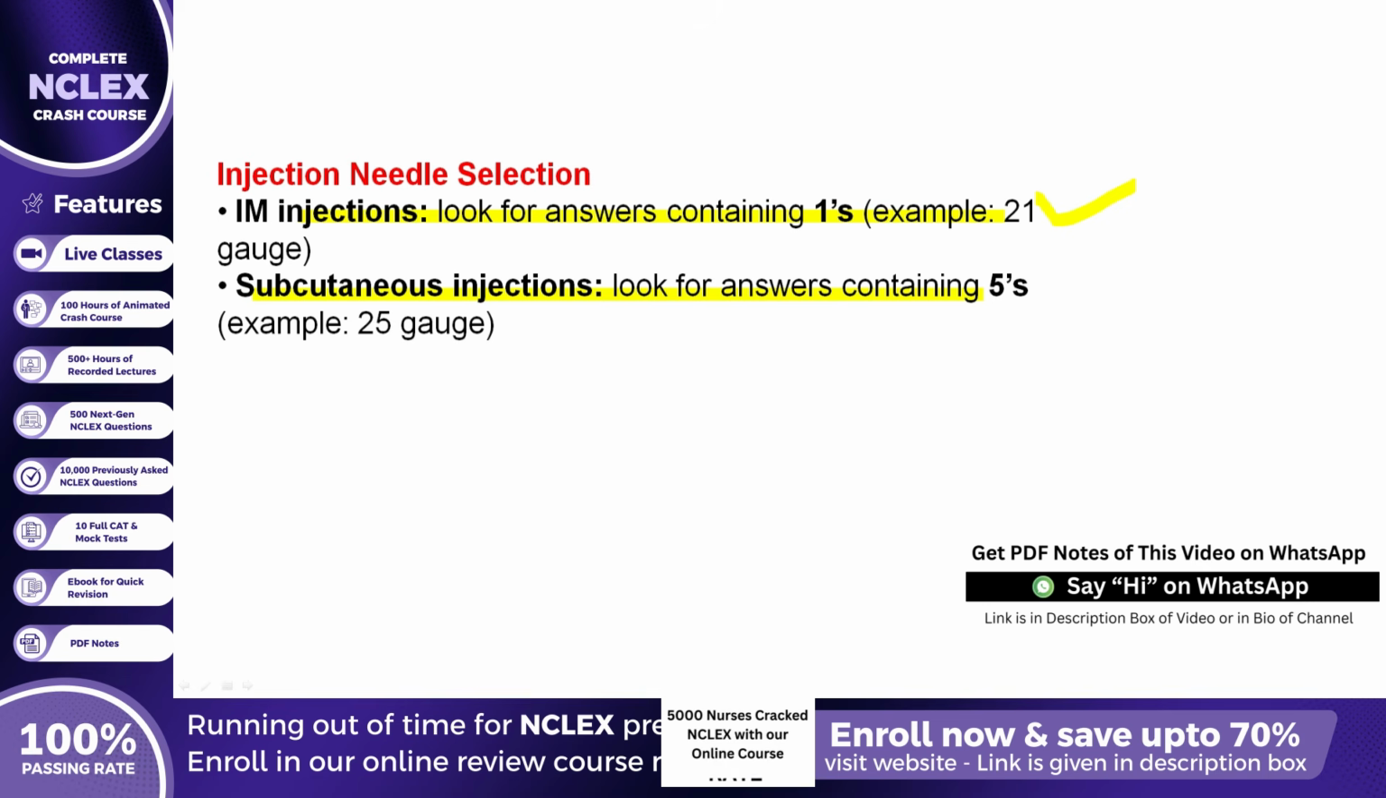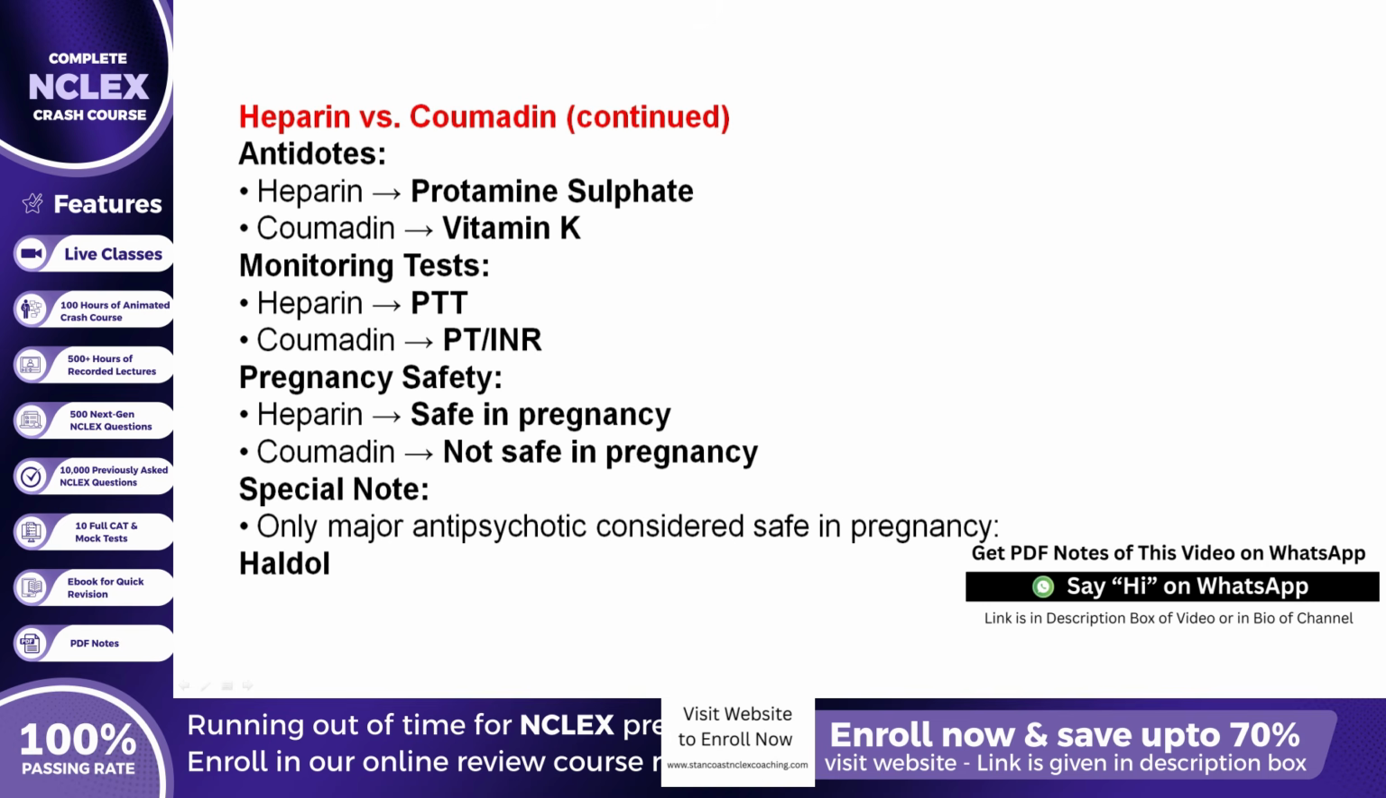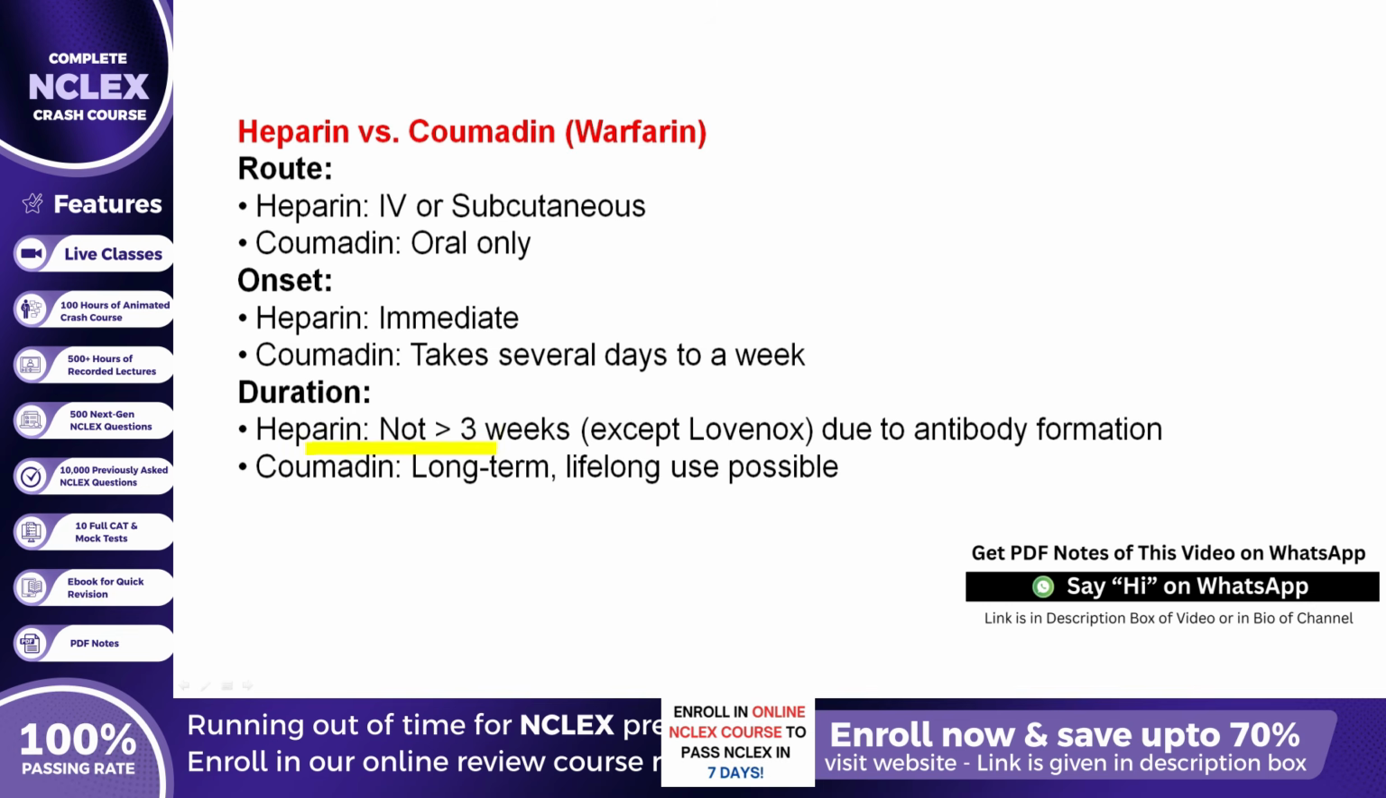As we begin comparing heparin with Coumadin, also known as warfarin, let us start with the route of administration. Heparin is given either intravenously or subcutaneously, while Coumadin is given orally only. Moving into onset, heparin has an immediate onset of action, whereas Coumadin takes several days to a week to show full effect. Now looking at duration, heparin should not be used for more than 3 weeks, except for Lovenox, because prolonged use can lead to antibody formation. And in contrast, Coumadin is suitable for long-term therapy, and lifelong use is even possible.